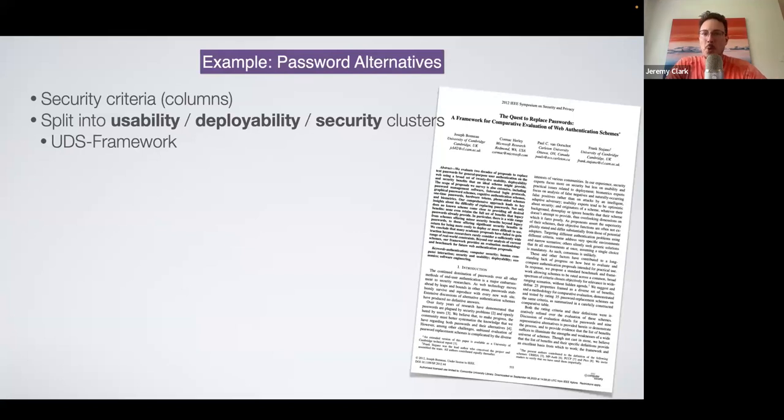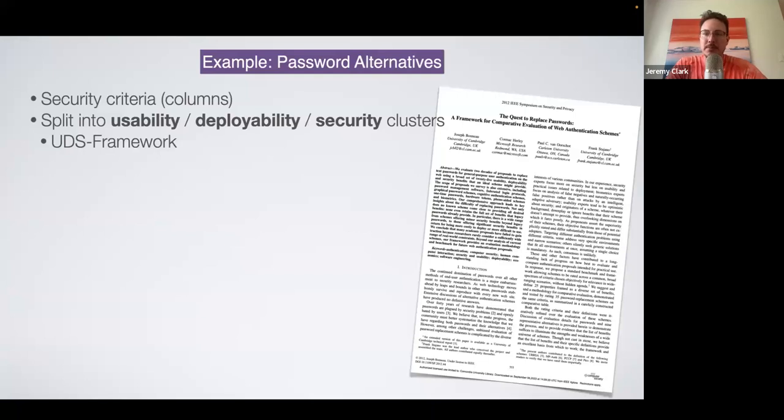And as I mentioned, there's more to security than security. So you might look at cost, for example. All of those kinds of things we put under deployability. So deployability is the infrastructure and things like that needed to deploy. How easy is it to make the system work? And then usability is from the human perspective.